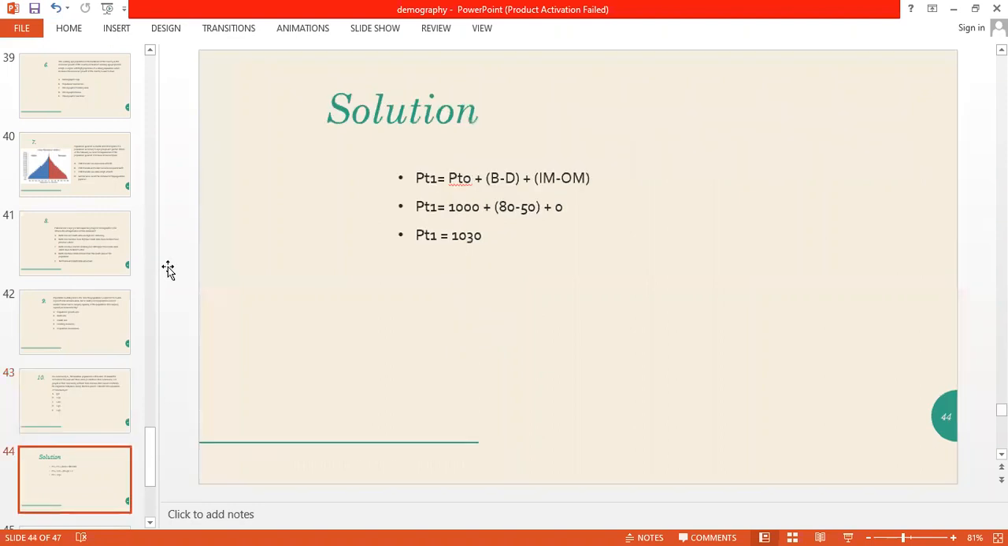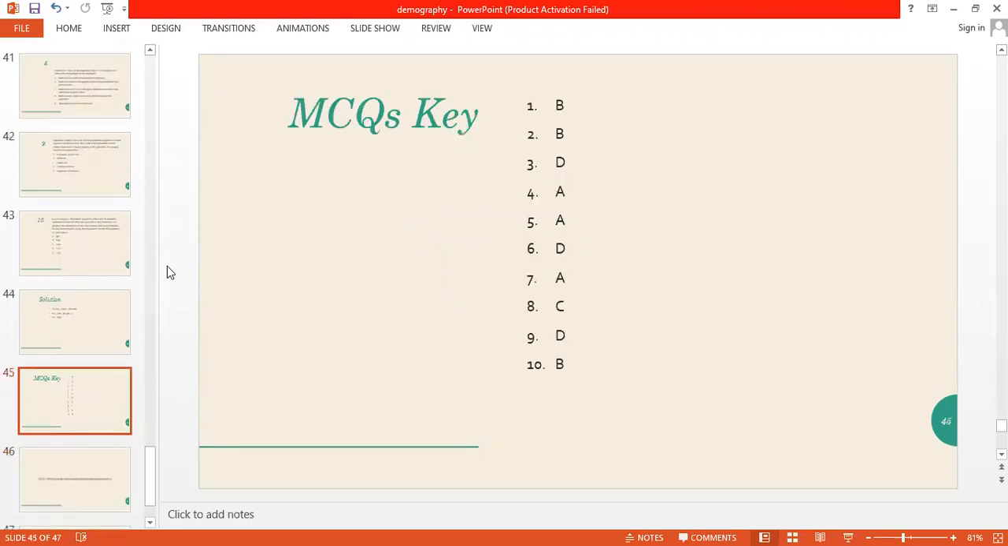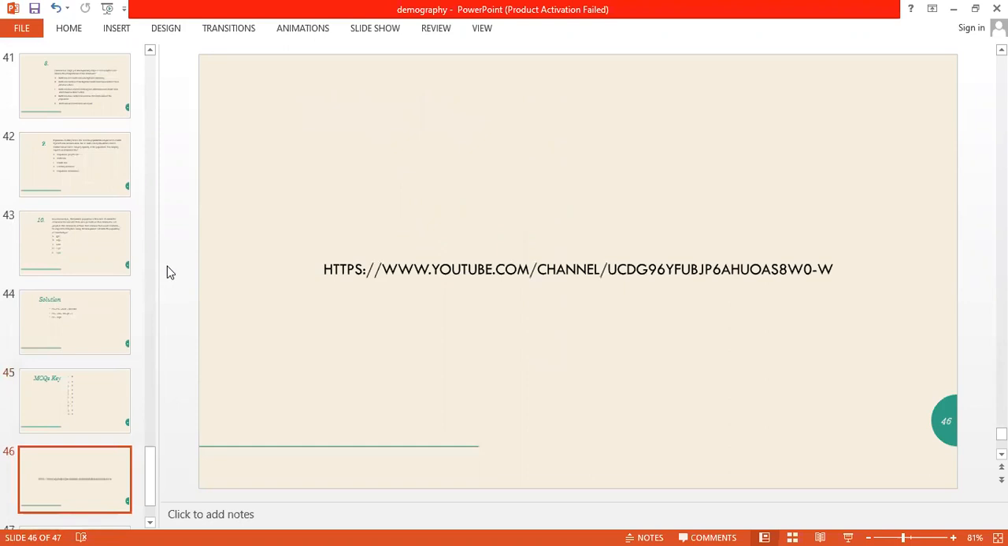1030, this is the solution. 1,000 is the population which is given. Births and deaths: 80 minus 50 is 30. So plus 30, adding up these two terms gives 1030, and there is no immigration or out migration. So the answer is 1030. This is the key of my MCQs.